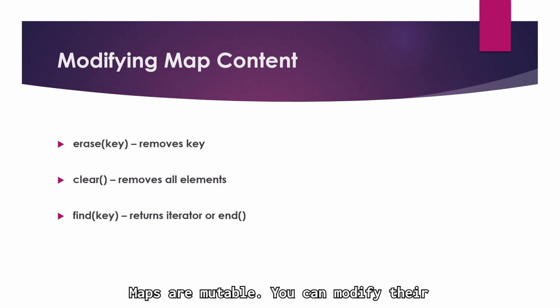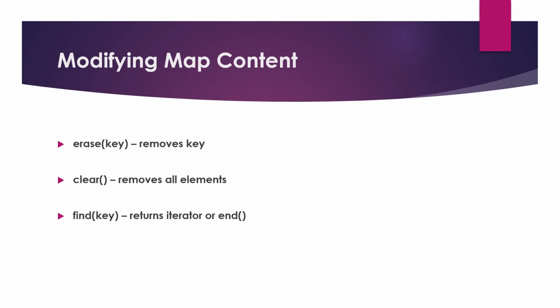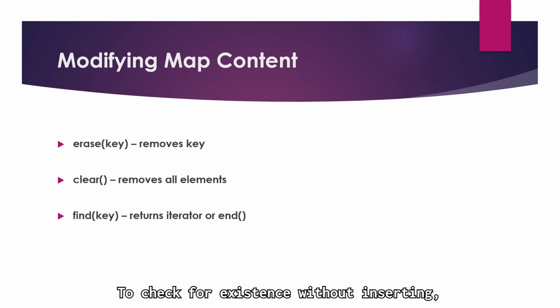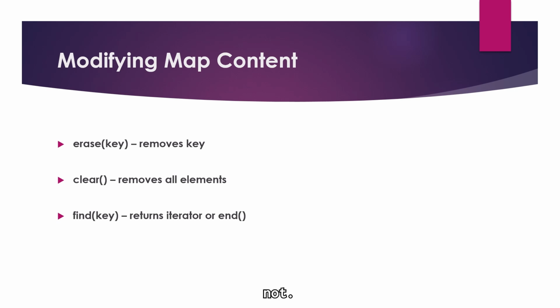Maps are mutable. You can modify their contents easily. To remove an element by key, use m.erase(key). To clear all elements, use m.clear(). To check for existence without inserting, use m.find(key). It returns an iterator to the key if found, or m.end() if not.